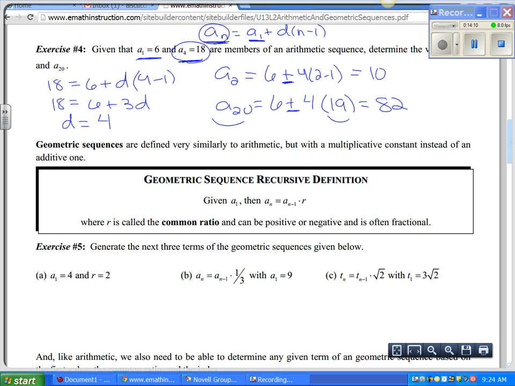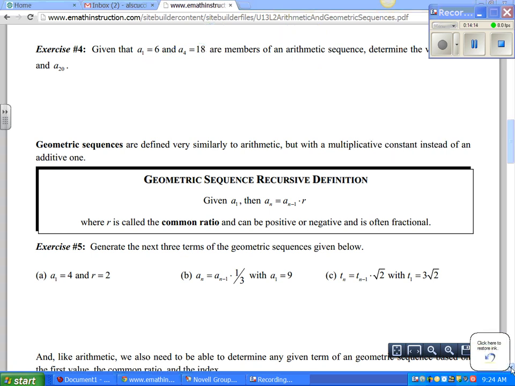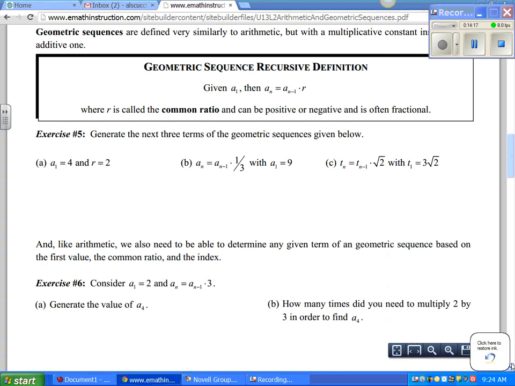So now we're going to talk about geometric. Now, we're going from addition to multiplication. And we're going from common difference to common ratio. So instead of adding a common difference, we're going to be multiplying by a common ratio. So our formula, we're given our a sub 1, that's our initial term, right? A sub n equals a sub n minus 1 times r. It's the same exact thing, except instead of adding, we're multiplying.